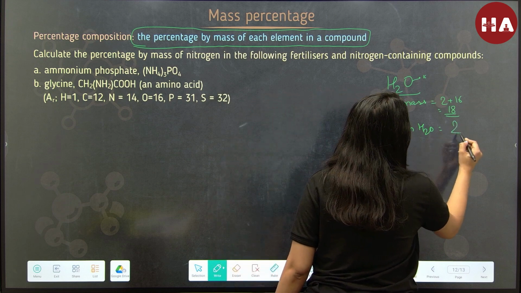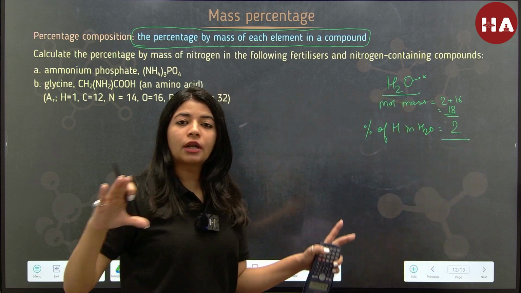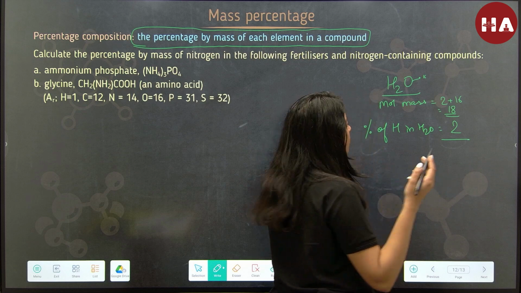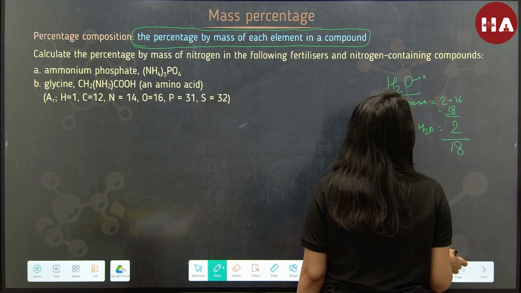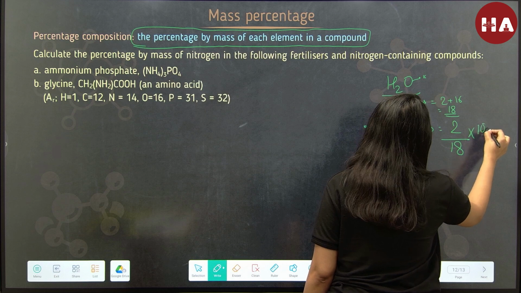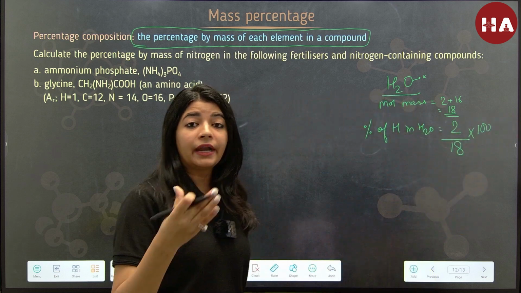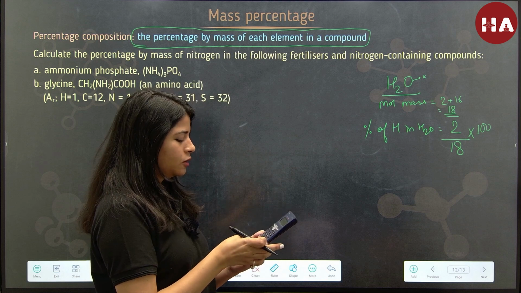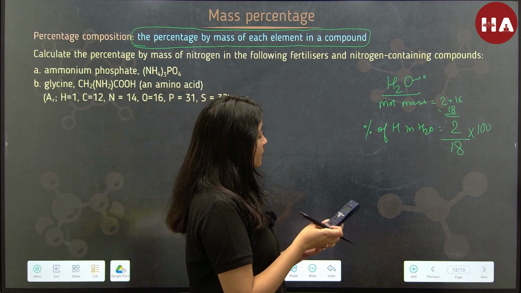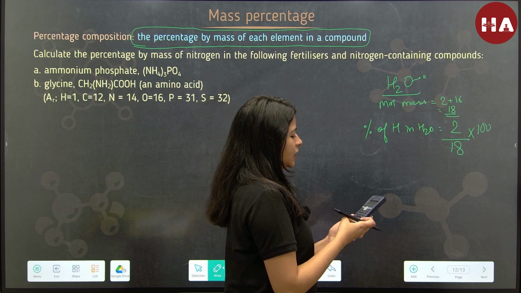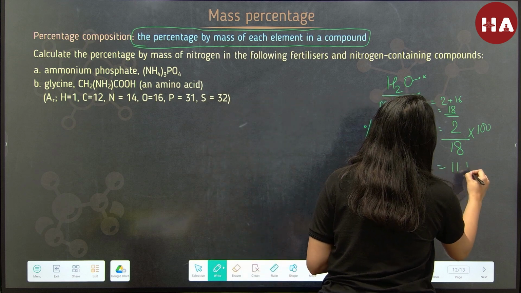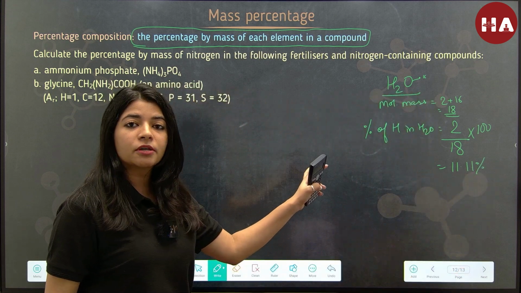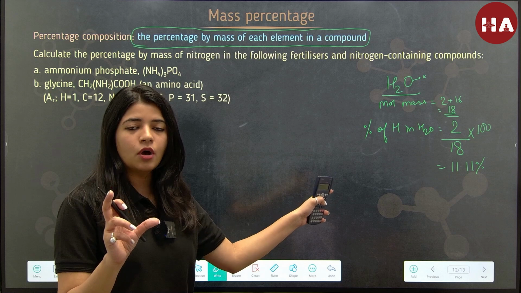So 2 divided by, what is the total mass of the formula? It is 18, which we have already calculated, the molecular mass. So 2 divided by 18 times 100. Why times 100? Because we have to find the answer in percentage. So if you solve this, 200 divided by 18, this will come out to be 11.11%. Similarly, if you wish to find out the percentage of oxygen in H2O, what do we do?